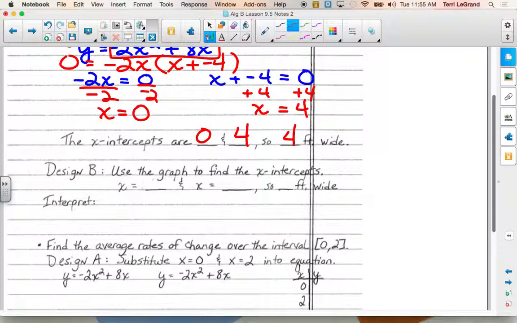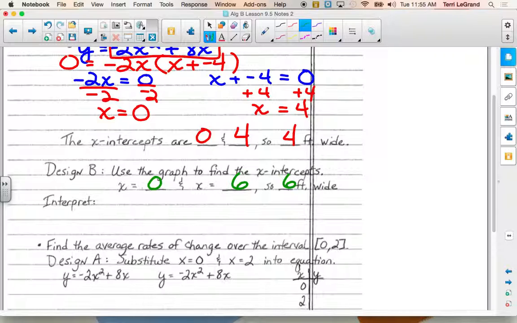Oh, I love the graph, because all we gotta do is look at the picture here. 0 and 6. It's 6. So, in our next one, design B, 0 and 6. Right, does everybody agree? Look at the picture and make sure that you agree. Is it touching the x-axis at those two numbers, 0 and 6? So how wide is this passage? 6 feet. 6 feet wide.